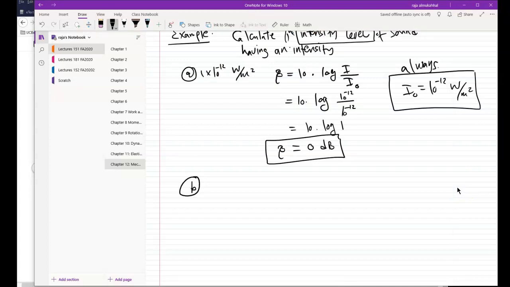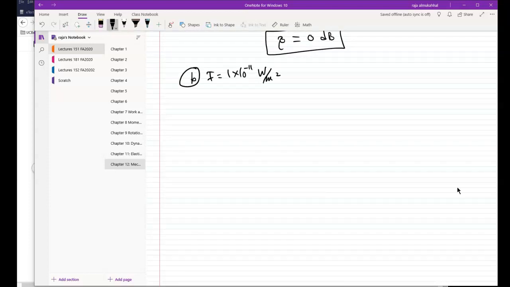He says the intensity level is I equals 1 times 10 to the negative 11 watts per meter squared. Let's do that. So again, we just go beta equals 10 times log I over I naught. So we just work it out. So 10 log 10 to the negative 11 over 10 to the negative 12.